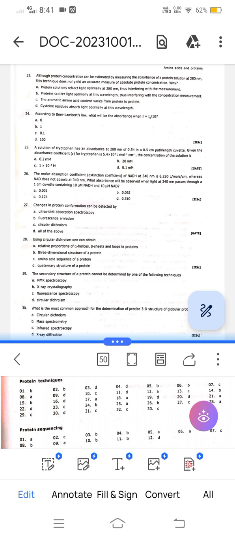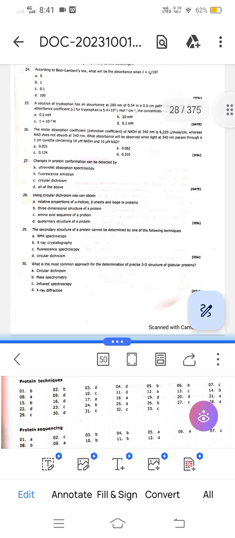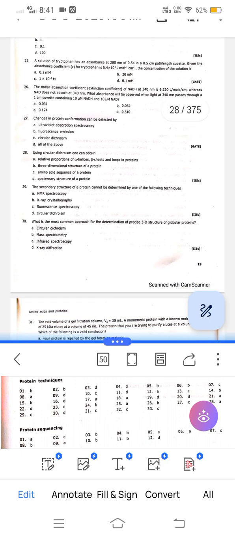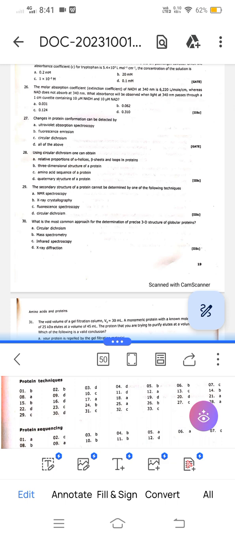Fluorescence, 0.062. Change in protein conformation can be detected by circular dichroism. Conformation change can be detected by circular dichroism. Using circular dichroism, one can obtain 28. Correct answer A. Relative proportions of alpha helices, beta sheets, and loops in proteins.